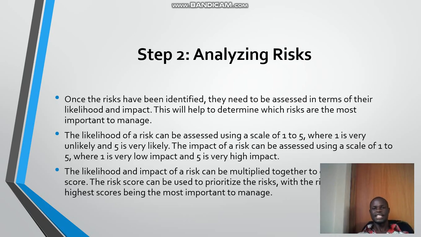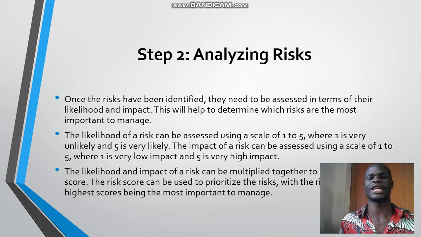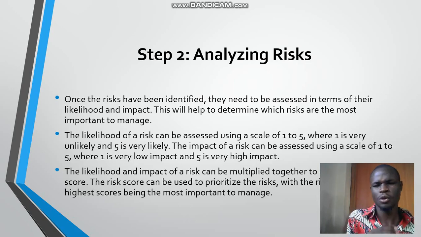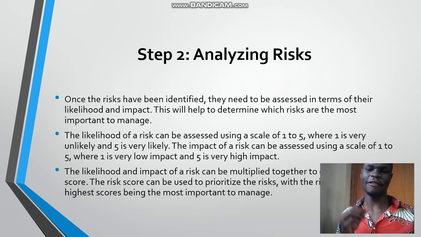Now we're going to look at the second step, which is analyzing risk. Once the risks are already identified, they need to be assessed in terms of their likelihood and impact. This will help to determine which risks are the most important. In analyzing the risks, we are going to look at the likelihood of the risk and the impact of the risk. So we are going to develop a scale for both likelihood and impact. Let me say you may set it from 1 to 5 or 1 to 10, with 1 being the lowest level of the likelihood and 5 being the highest.